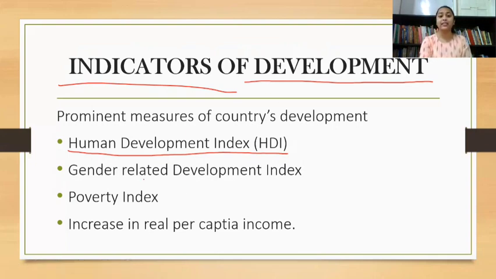Second, gender related development index. Now this is very important. हो सकता है that एक country बहुत अच्छा grow कर रही है, it's having a growth of around 12% every year, but what about कि country का economic system ऐसा है जो male dominated है, जहाँ पे ज्यादातर male ही contribute कर रहे हैं. What about the females?